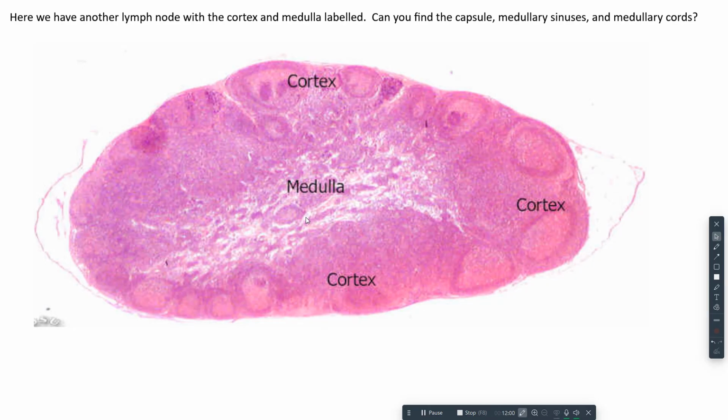I got another one. Some things are labeled. Can you also find the capsule? I'll give you a hint. It's kind of fallen off on both sides. And then can you see some medullary sinuses and medullary cords? Hint, look in the medulla for those.